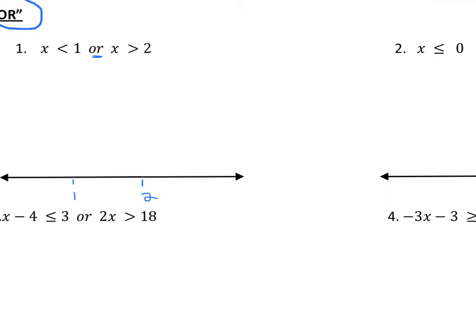And if it's saying x is less than 1, it's going to be an open circle. And since it's less than, I shade to the left. Here, it's saying it's greater than 2, so it's an open circle. And since it's greater than, I shade to the right. So they kind of look disjointed. One goes to the left, one goes to the right.